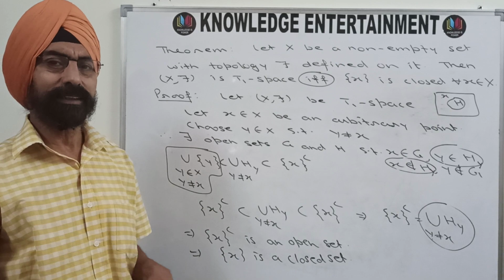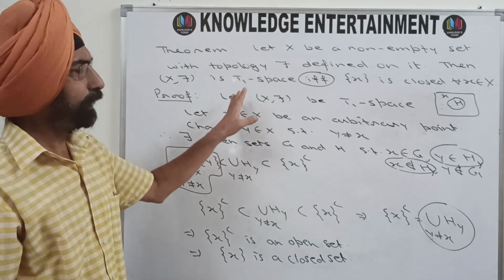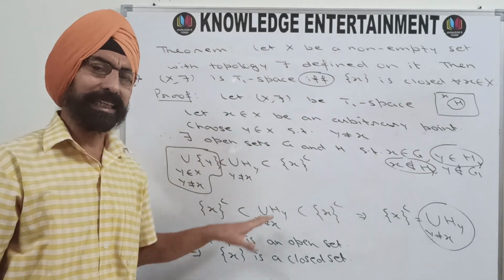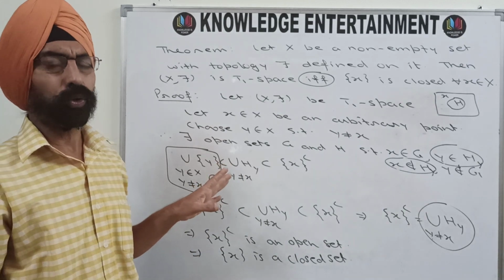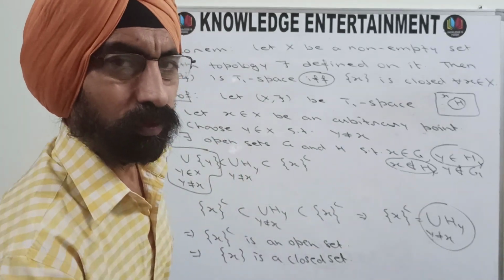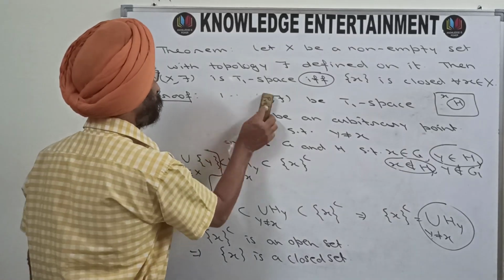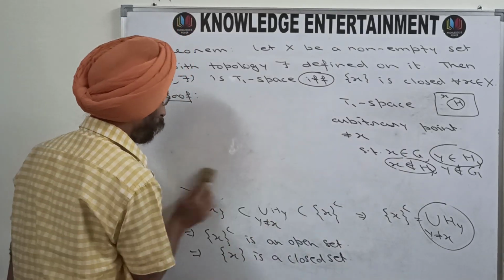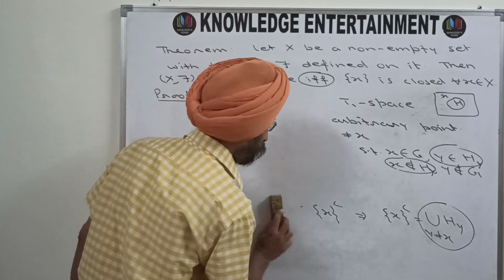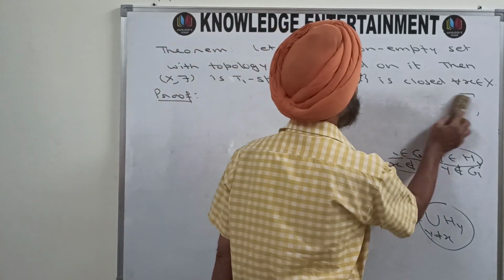This is one side. We have proved that if the space is T1, then every singleton set X is closed. We need to prove the converse also. So I am going to rub it and then we will prove the converse of this theorem. I am going to prove the converse now.